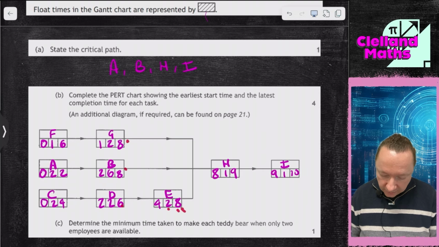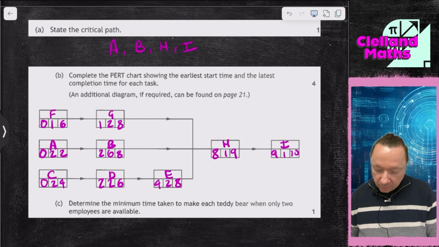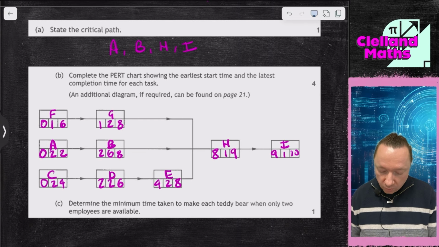8 minus 2 is 6, 6 minus 2 is 4. 8 minus 6 is 2, 8 minus 2 is 6, so it appears to be right. Question C, determine the minimum time taken to make each teddy bear when only 2 employees are available.